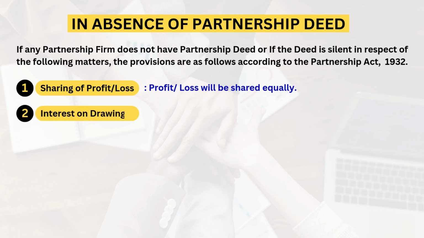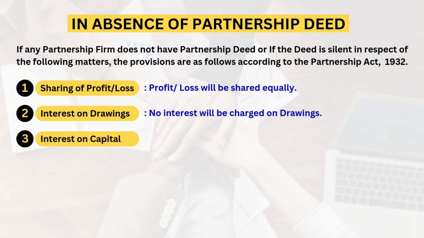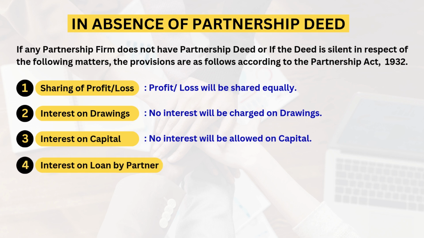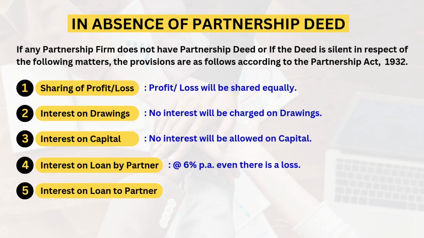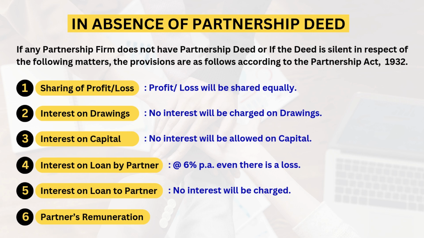Interest on drawings. No interest will be charged on drawings. Interest on capital. No interest will be allowed on capital. Interest on loan by partner at the rate 6% per annum, even there is a loss. Interest on loan to partner. No interest will be charged. Partner's remuneration. Remuneration will not be allowed to partner.